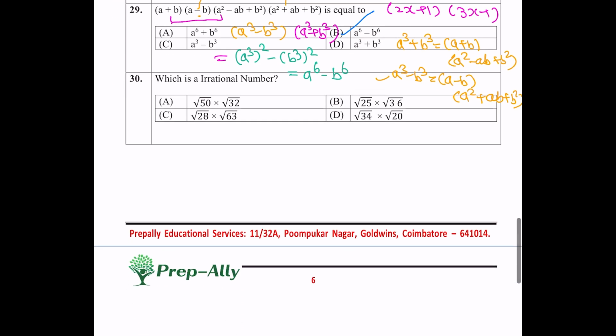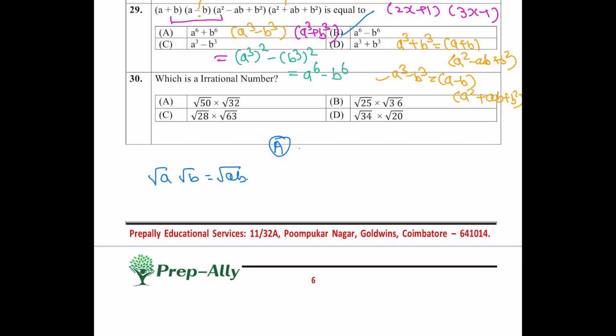Now in this question we have to find which is an irrational number. So basically you have to simplify. This is also a very beautiful question, because if you look at each term, it looks like maybe this is irrational, this is also irrational. But we know that root a into root b is equal to the square root of ab. So for each option we have to check.